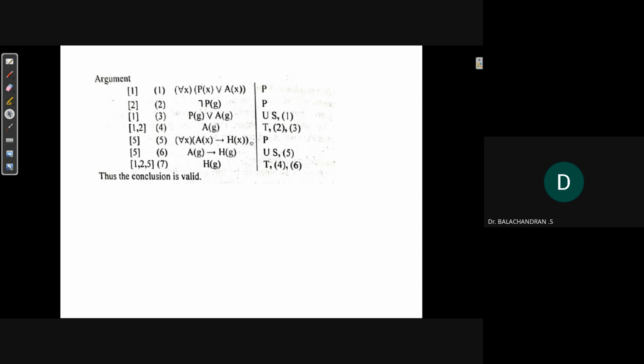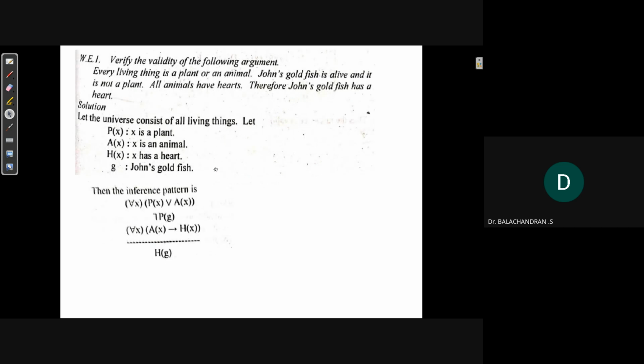From this, by rule US, this is true for every x, so for the particular G it is also true: A of G implies H of G. Now P, comma P implies Q gives Q. So we get H of G. Thus the conclusion is valid.